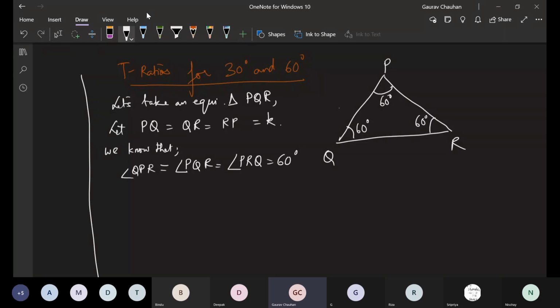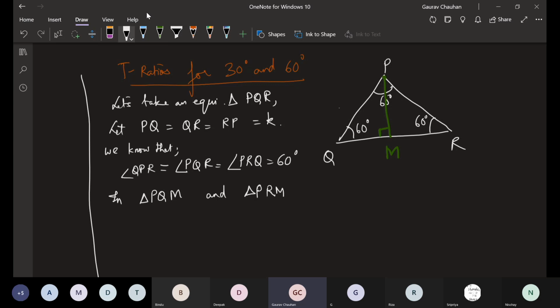Now, going from this, what I'm going to do is drop a perpendicular from P onto QR. Let's call this PM. I'm drawing this as a perpendicular from P to the side QR. Two triangles are being formed: triangle PQM and triangle PRM.